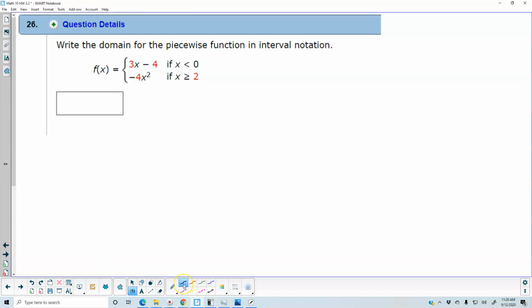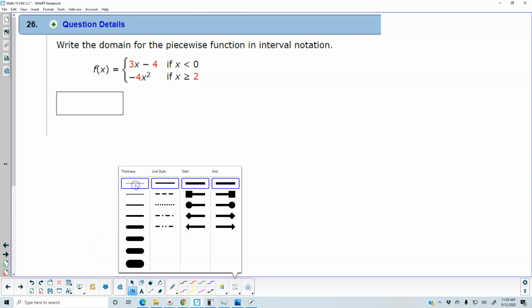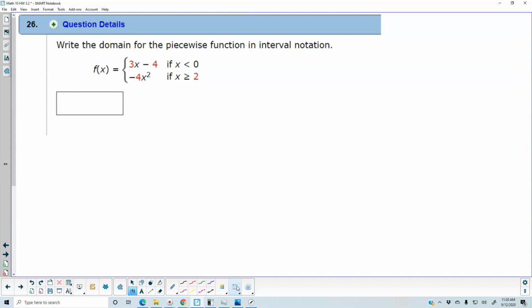Question number 26 states here that we want to be able to write the domain of the piecewise function. Well, if we take a look at the domain, we know that one of the restrictions is x is less than 0, and the other one is x is greater than or equal to 2. So if we draw our number line, we have 0 and we have 2. We have negative infinity here, and then we have positive infinity.